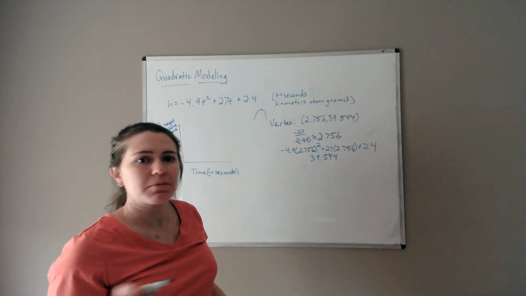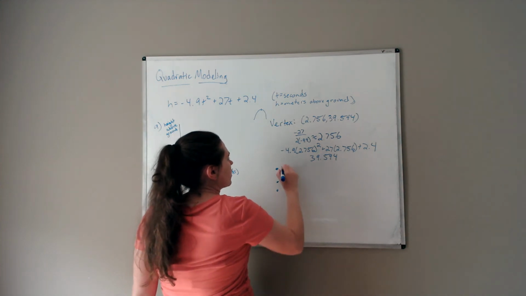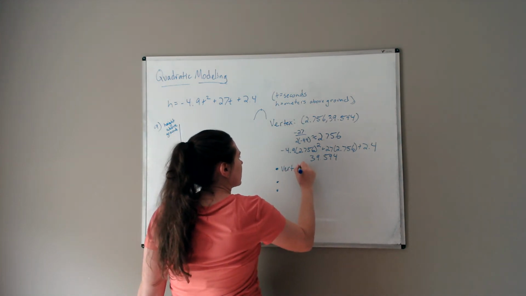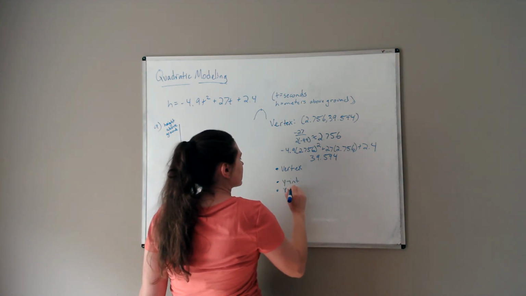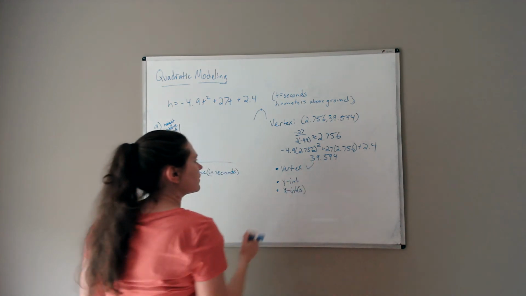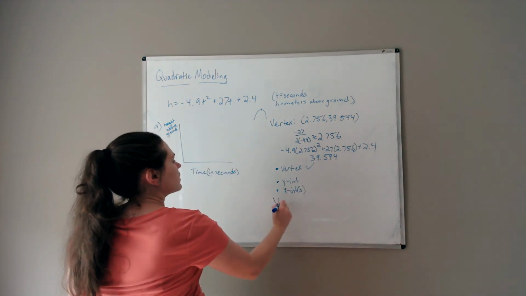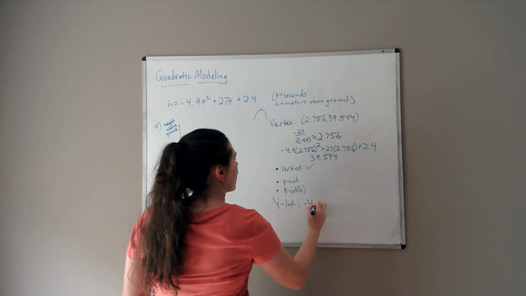There are 3 pieces that really are important when you're sketching a vertical motion model: the vertex, the y-intercept, and the x-intercepts. Let's make sure we get all of that. We got the vertex, so now let's get the y-intercept. The y-intercept is going to be when t is 0, so when your time is 0.